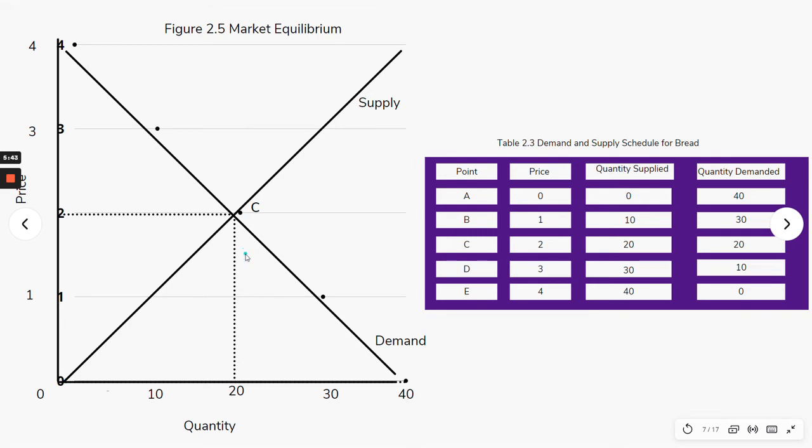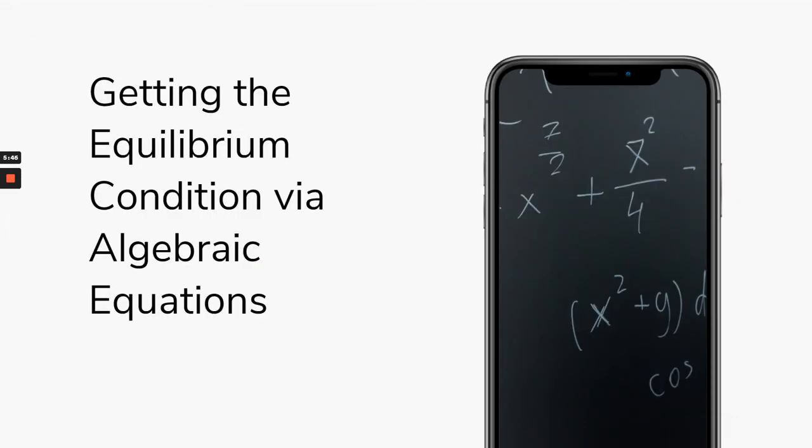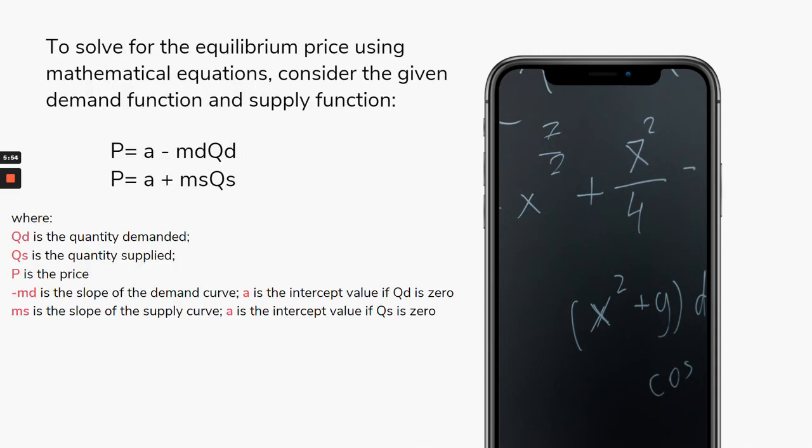The third approach is using a mathematical expression or algebraic equations. So let's see. We will be using the same table. To solve for the equilibrium price using the mathematical equations, we have to consider the given demand function and supply function. So the demand function, this is the demand function.